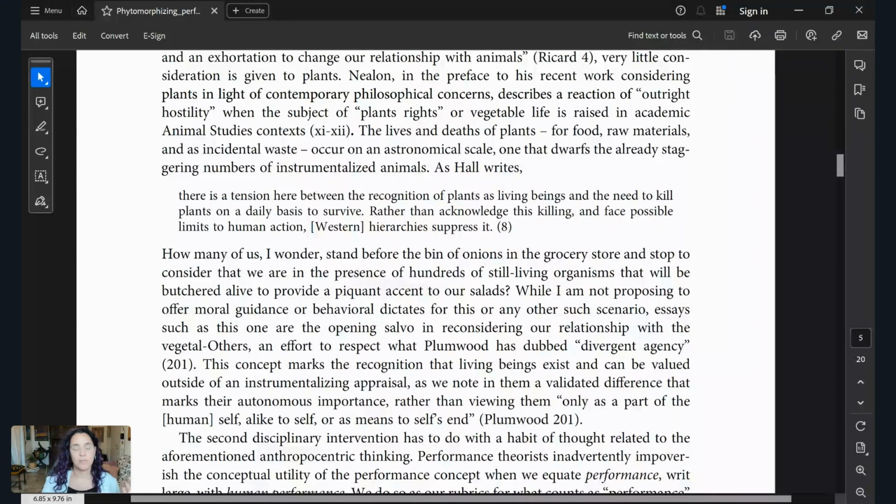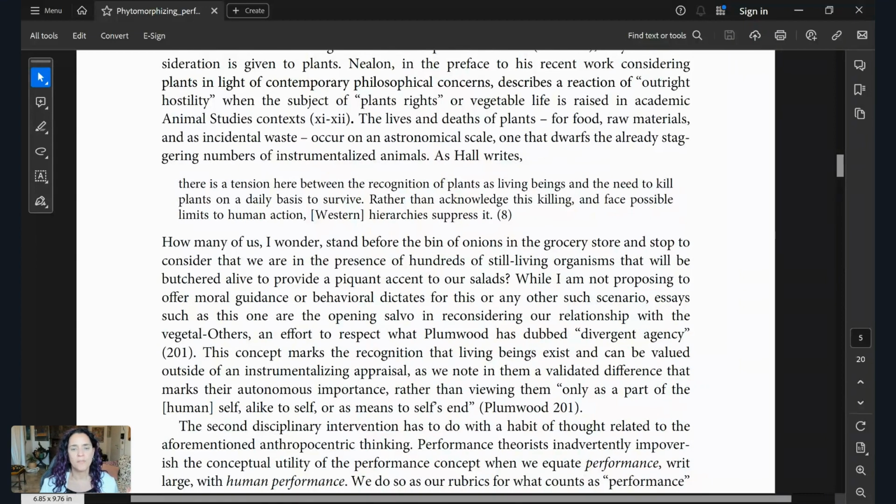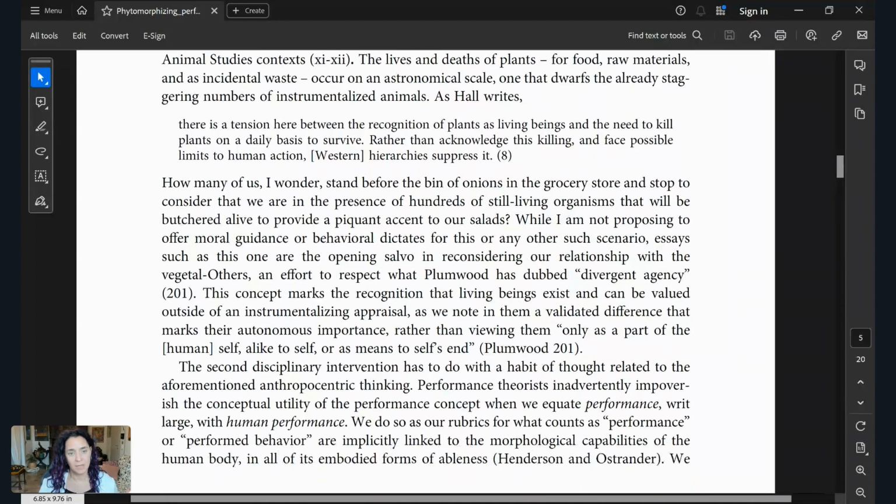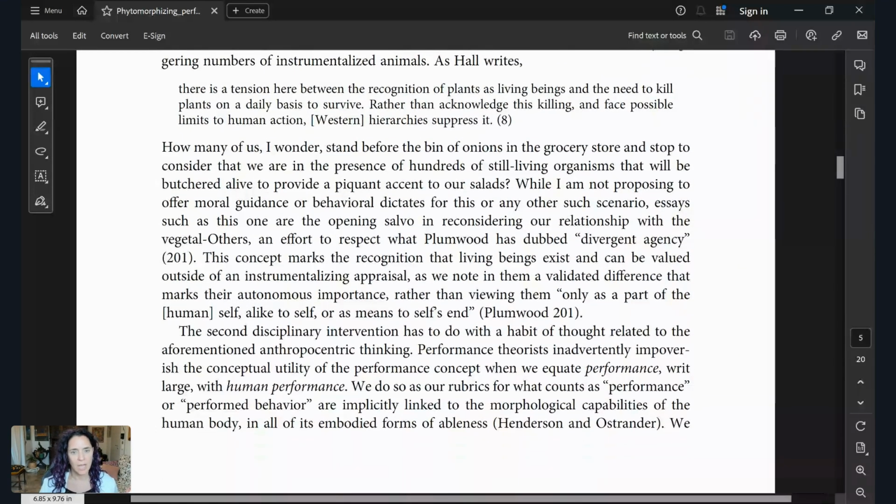The lives and deaths of plants for food, raw materials, and as incidental waste occur on an astronomical scale, one that dwarfs the already staggering numbers of instrumentalized animals. As Hall writes, there is a tension between the recognition of plants as living beings and the need to kill plants on a daily basis to survive. Rather than acknowledge this killing and face possible limits to human action, hierarchies suppress it.